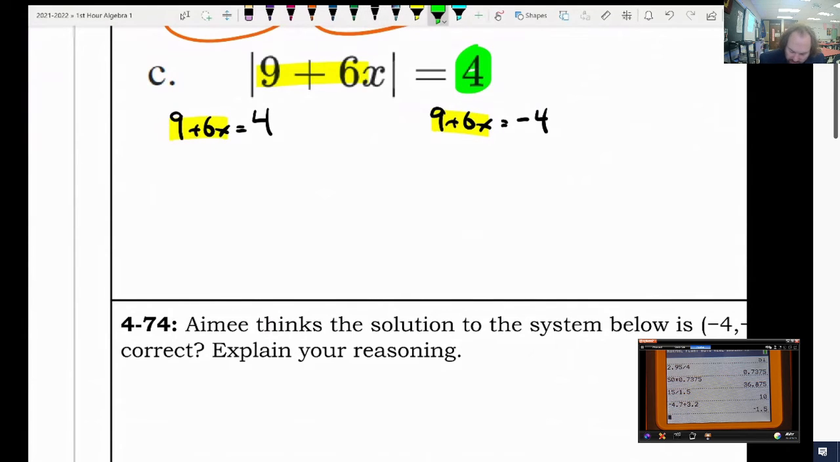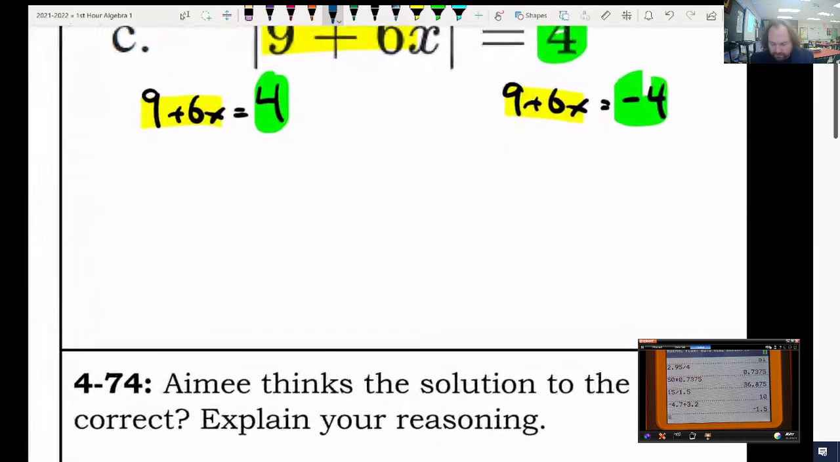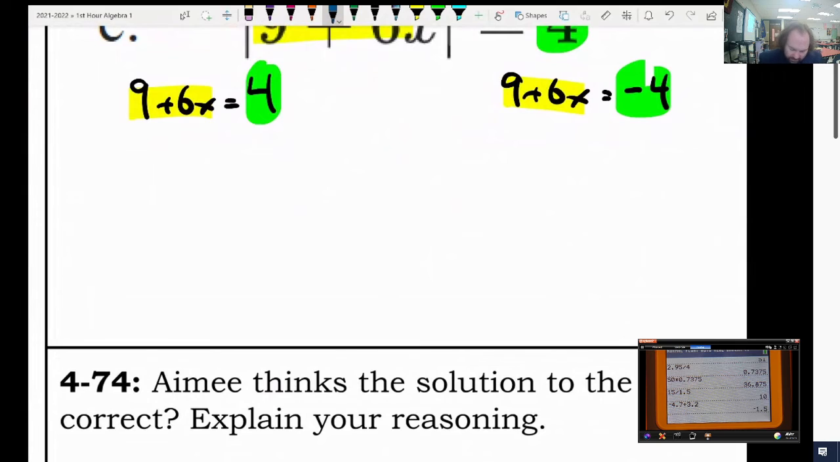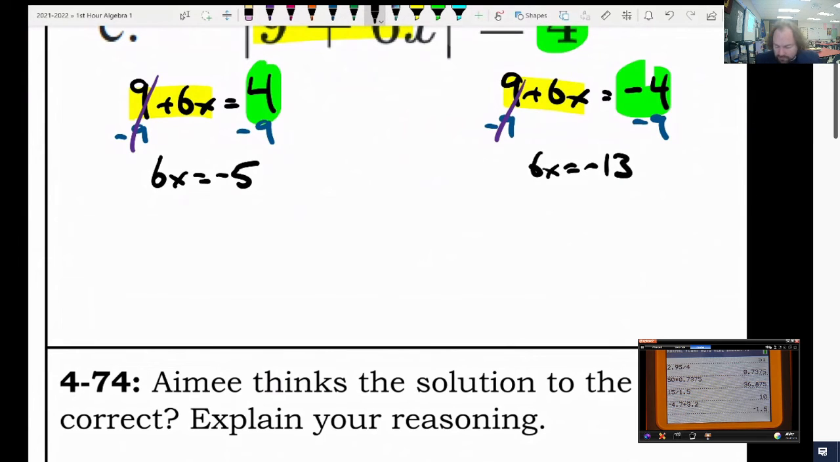That's the pattern. From here, you're going to do the same algebra steps, so I think it's helpful to solve these problems side by side, like this. Start by subtracting 9 from both sides in both equations, like that. Subtracting 9 cancels out, cancels out. What's left is 6x equals -5 over here, and 6x equals -13 over here.